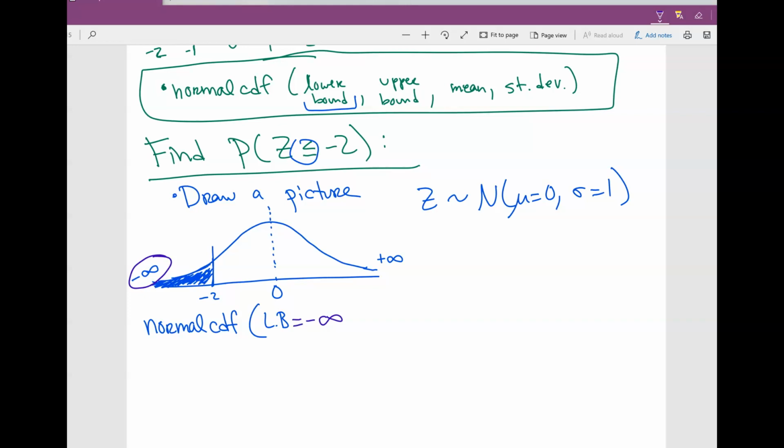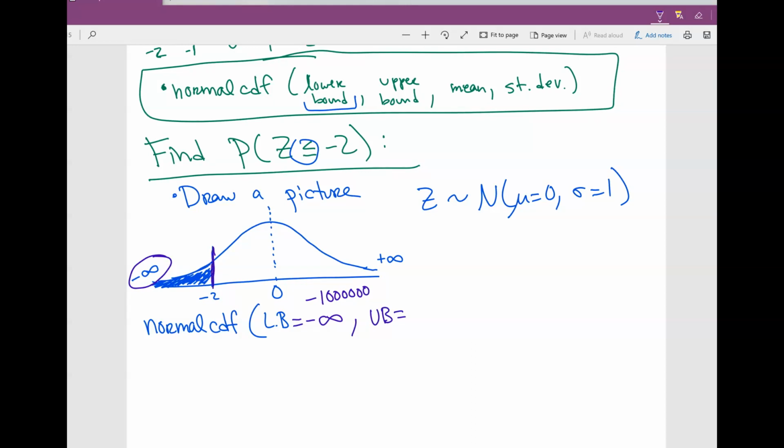Now how are you going to put -infinity in a calculator? Well, one thing you can do is put -1 with a whole bunch of zeros afterwards. So this is what you would want to put. And you'll see that sometimes your calculator is programmed as well. Now my upper bound is going to be, where does the area end? So our area is going to end here.